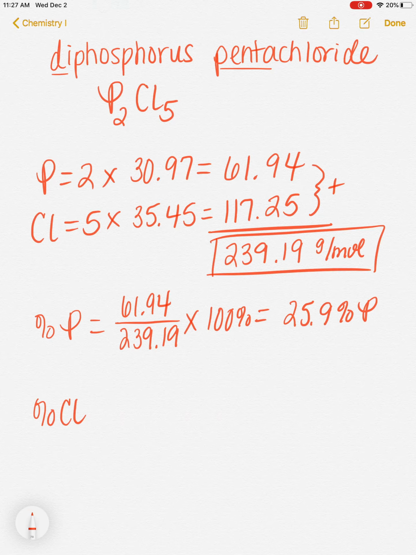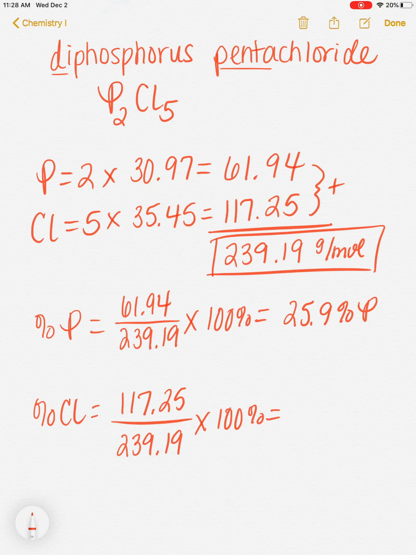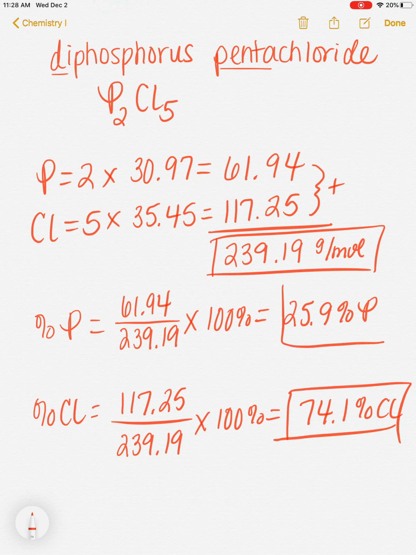Feel free to pause the video and double check that that's what you get on your calculator as we go through. Chlorine, I'm going to take the total mass of chlorine, which is 117.25. I'm going to divide that by 239.19, multiply by 100%, and I get 74.1% chlorine. And if we use our method of checking and we add 25.9 to 74.1, I get 100.